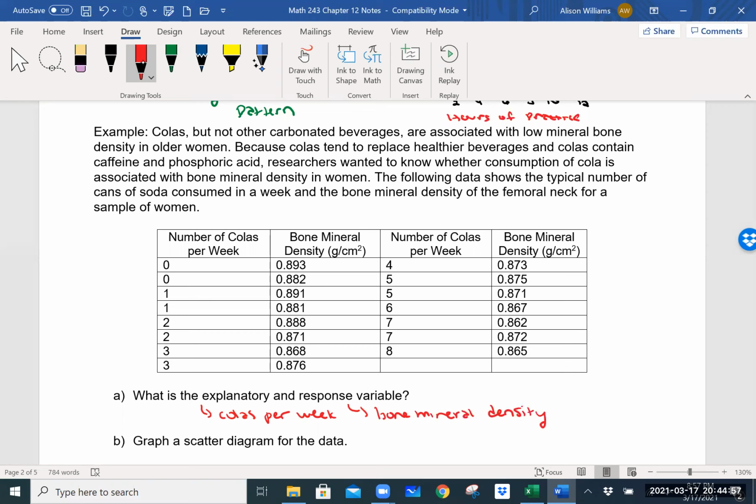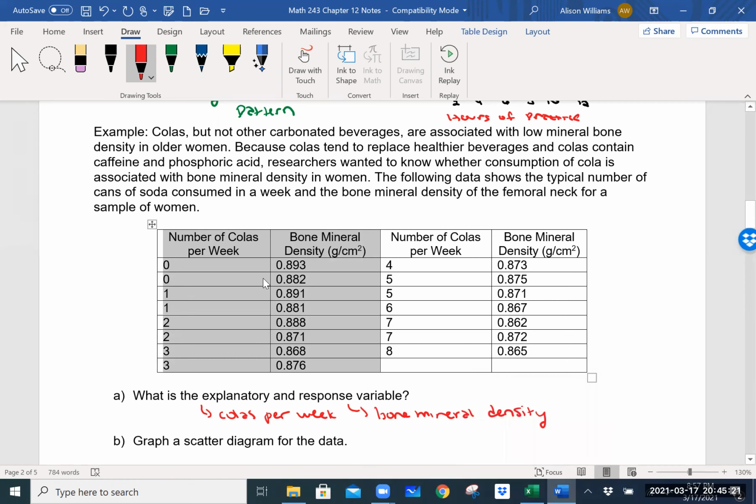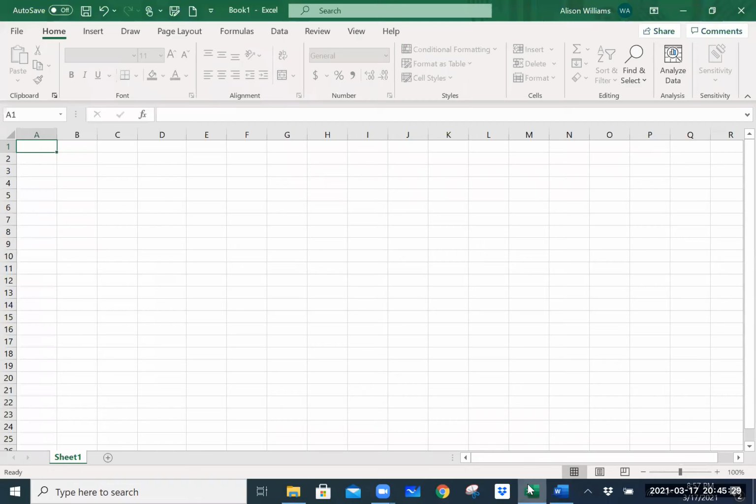All right. Now, to do the scatter diagram, I am going to use Excel. And I'm going to cheat here and copy this information right off of this table. So you may want to open up Excel or Google Sheets and grab that information. Actually, I might show you how to do it on Google Sheets too. Let me copy that. And I should have Excel opened. Okay, Control V.